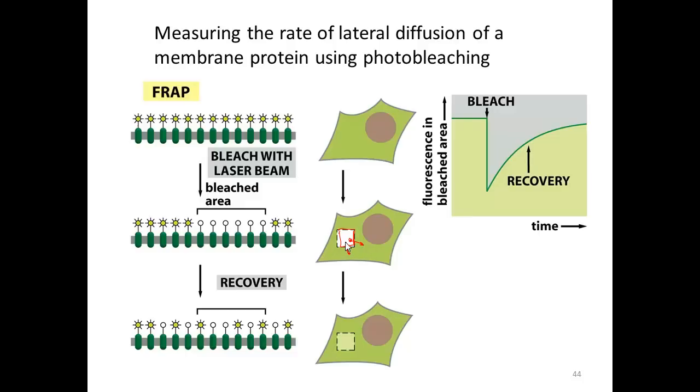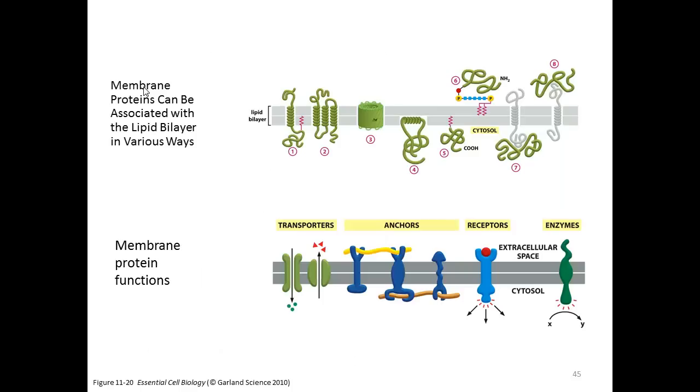non-photobleached lipids will diffuse into that area, so that you can look at the initial photobleach and time the recovery, and from that you can back calculate diffusion constants for the lipids or the particles of interest inside a membrane. This method is referred to as FRAP, which stands for fluorescence recovery after photobleaching.